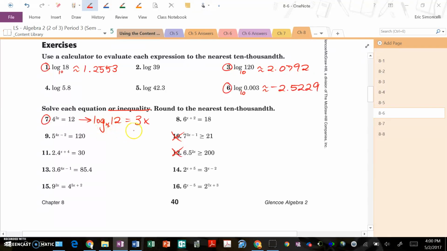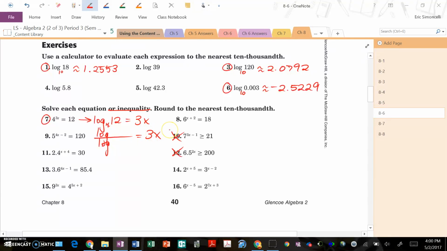Now when it comes to solving this, I'm going to use a formula that we haven't seen yet. I'm going to show you something called the change of base formula, previewing, so to speak, something we'll definitely learn in class later. The change of base formula looks like this.